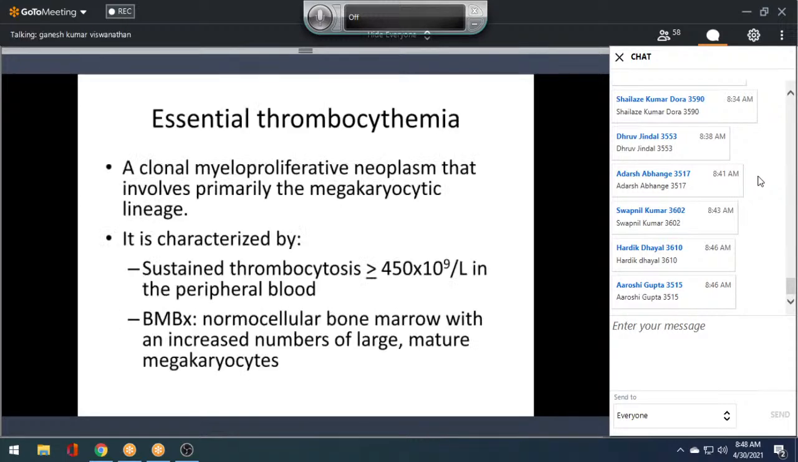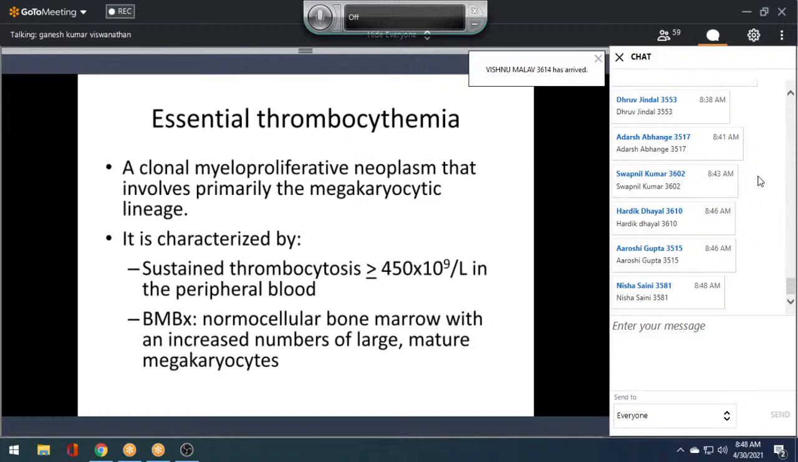Next, coming to essential thrombocythemia, or essential thrombocytosis. It is a clonal proliferation that involves mainly the megakaryocytic lineage. As the name implies, the primary presentation is an increase in the platelet count. Thrombocytosis of more than 4.5 lakhs is the primary feature. As you know, the normal platelet count in an adult is 1.5 to 4 lakhs. Here, the platelet count is almost always more than 4.5 lakhs.